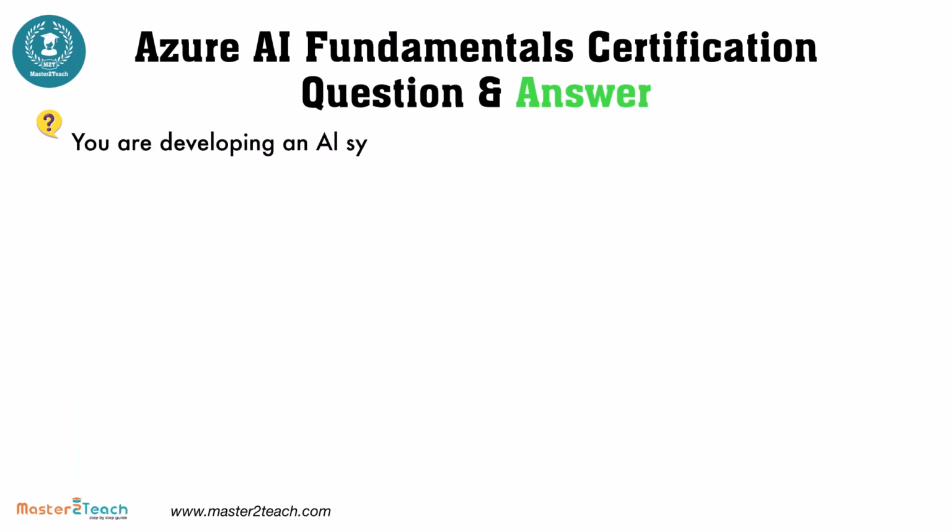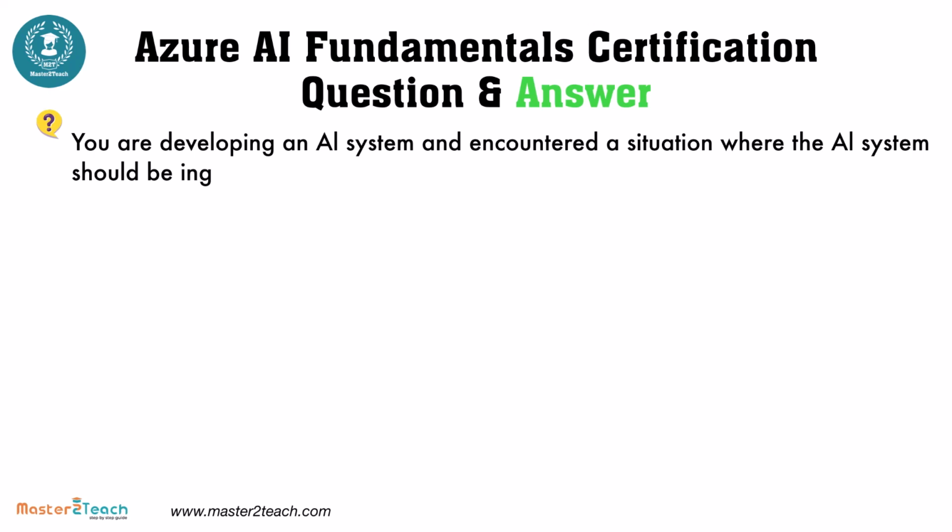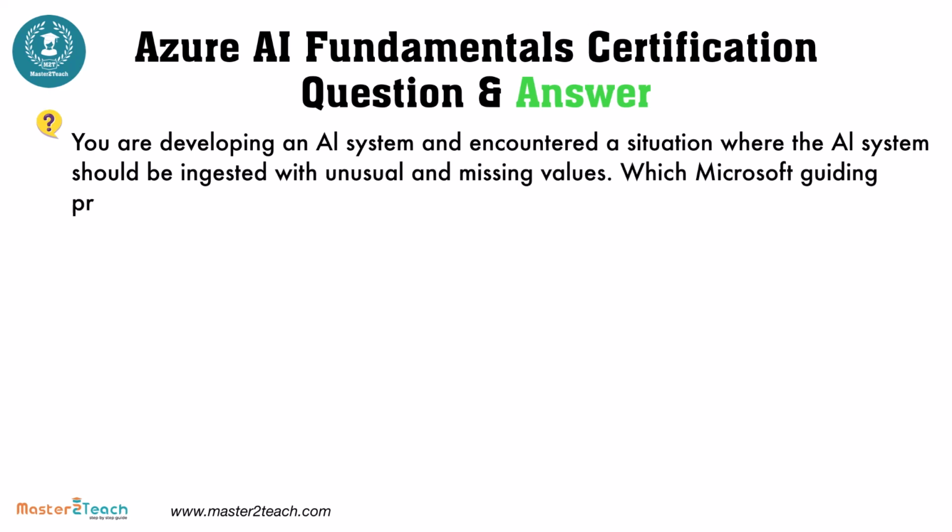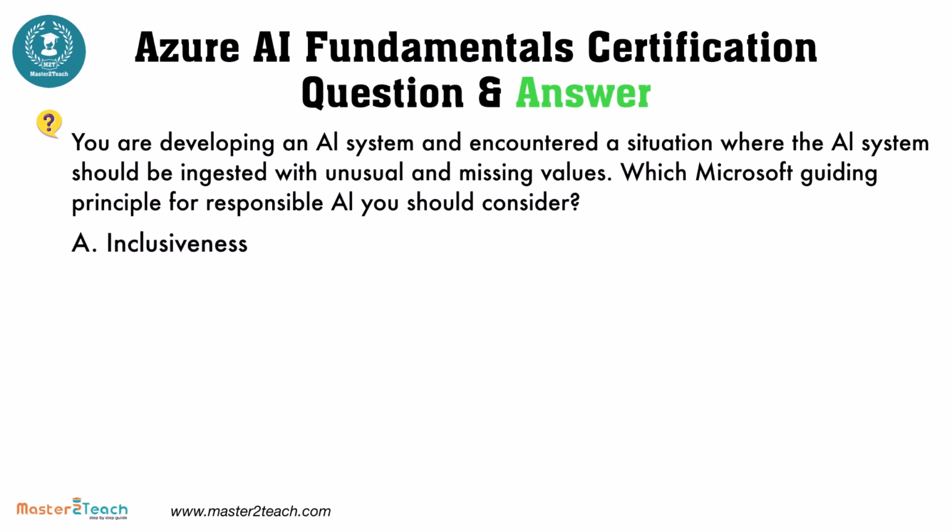You are developing an AI system and encountered a situation where the AI system should be ingested with unusual and missing values. Which Microsoft guiding principle for responsible AI should you consider? The options are A. Inclusiveness. B. Reliability and safety. C. Fairness.